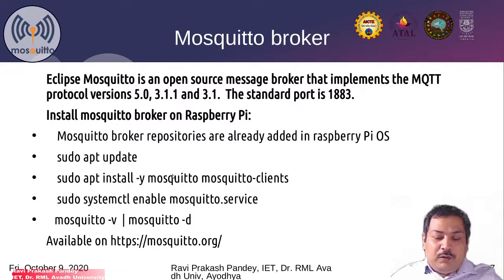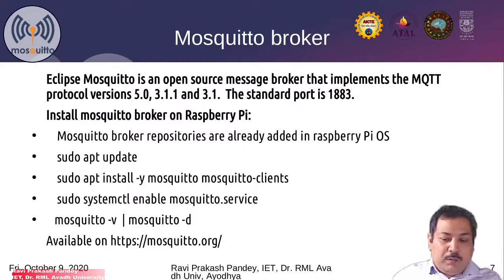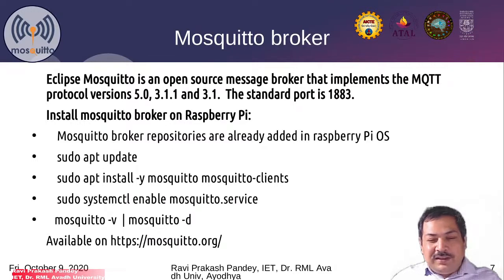Okay, so now we will try to install MQTT. We saw the MQTT broker, and the specific broker that we are going to install is the Mosquitto MQTT broker. Mosquitto is a project of Eclipse, and it's an open source message broker that implements MQTT protocol versions 5, 3.1.1 and 3.1. Version 5 is still not very widely used, but if you are developing systems now, then you should always use version 5.